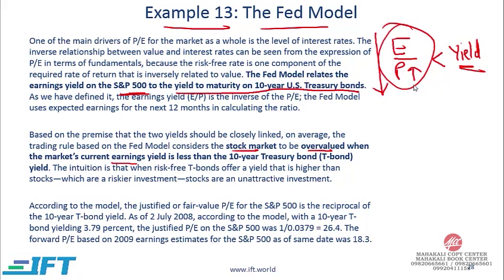Because when you buy stocks, are you taking risk? Obviously there is risk. Despite that risk, if your expected yield on the stock market is less than the yield on a risk-free government security, then you should run away from stocks. They are way overvalued. So that is the essence of what this model is saying.